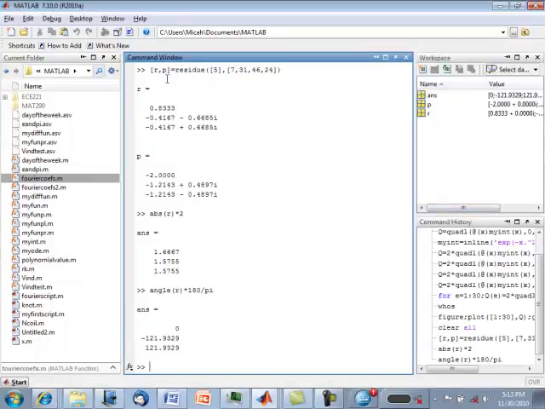So if you do that, you should find something that looks like this, where you have the real part of the poles. So here there's 4 poles.